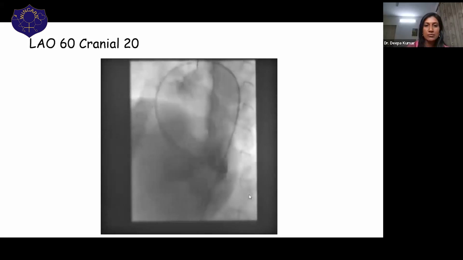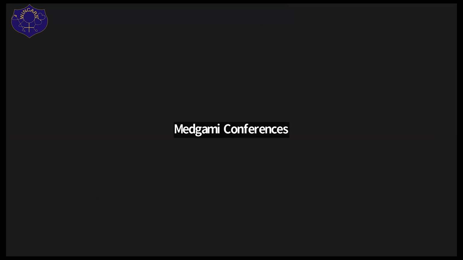So this is an LAO 60 cranial 20 view, where you see the dye being injected. The catheter is passed through the descending thoracic aorta into the ascending aorta into the left ventricle, and you see that the dye is being injected into the left ventricle. Of course, when you do an angiogram for a large VSD, you have to use more contrast and you have to use more volume, more speed. So flow rate.